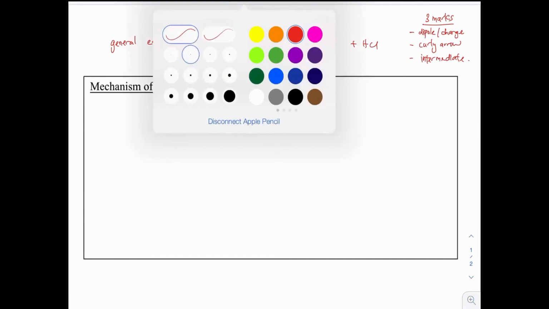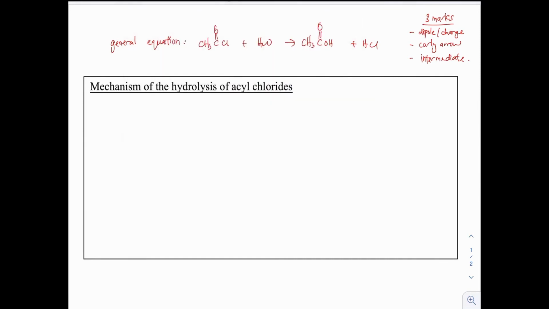Alright, now we're going to start with the mechanism. CH3 C double bond O Cl reacts with water. So let's draw the water over here. Now we're going to first label the dipole of the acyl chloride, where this carbon is delta positive and this oxygen is delta negative.